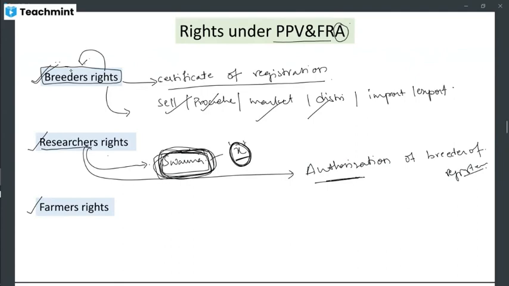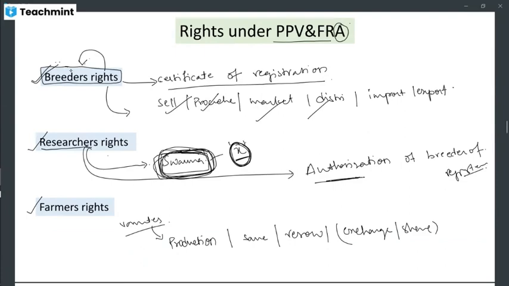And then coming to farmers' rights. In case of farmers' rights, they can use the varieties of breeders for production. They can also save the seed and resow it in the next season. They can exchange the seed with other farmers, or they can share it. And they can even sell the farm produce. Whatever yield they got through the variety, they can sell the farm produce.